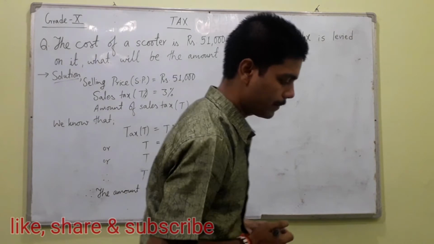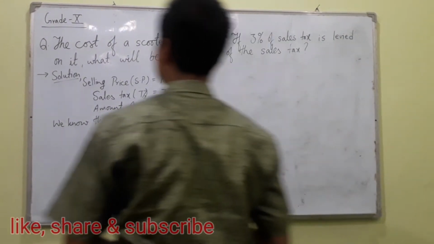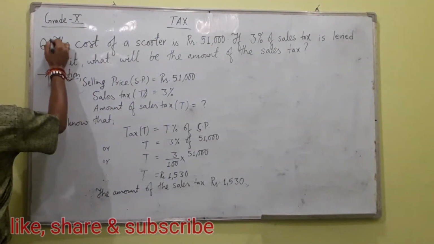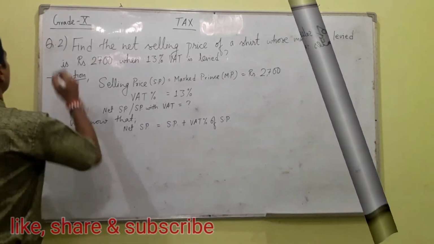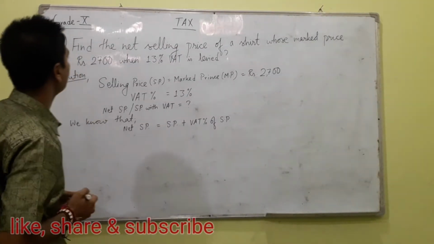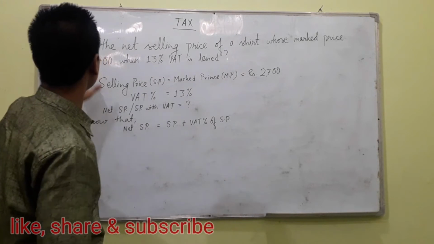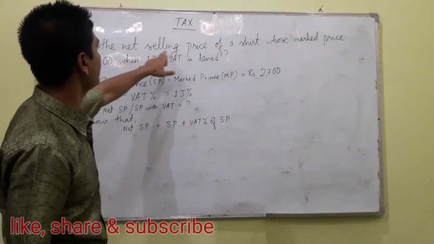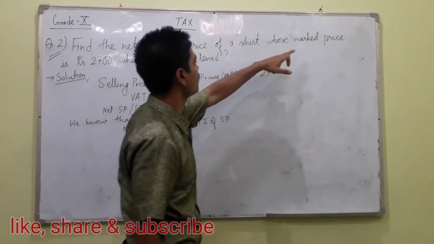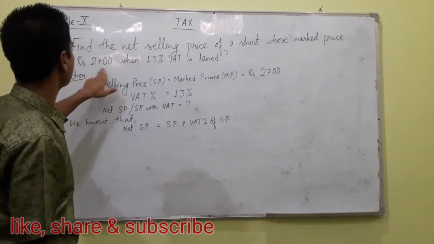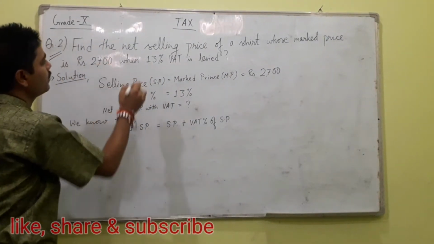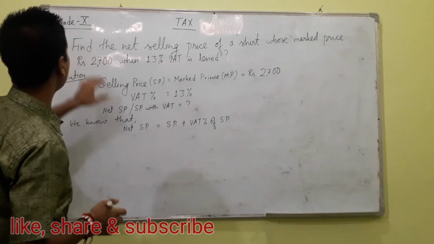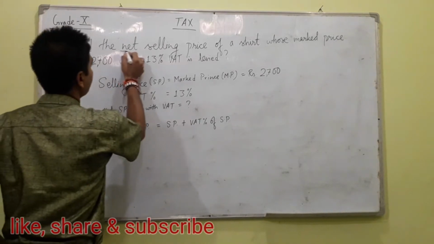Now next question. Question number 2. It was 1. So in question number 2, as per the question here written, the net selling price of a shirt whose mark price is rupees 2,700 when 13% VAT is levied. We have to find the net selling price.